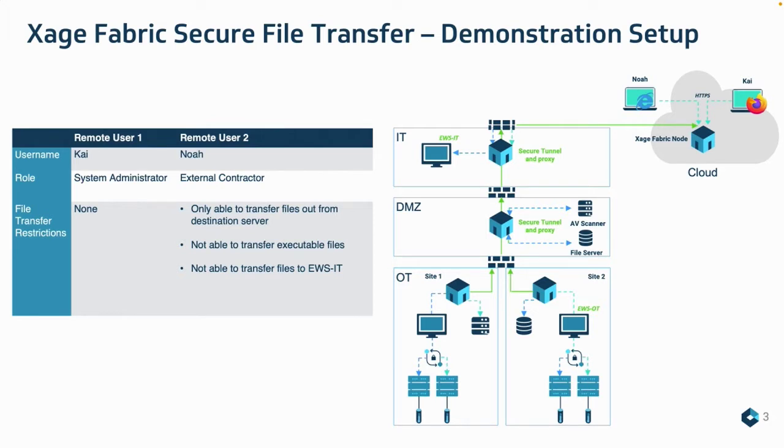For our demonstration, we will be traversing through a classic Purdue model with a DMZ layer separating the IT and OT sites. We're going to be looking at two users, Kai and Noah, who will be accessing the Xage Fabric via web browser, which will do a reverse proxy and connect to specific devices in the OT/IT site as configured by policy.